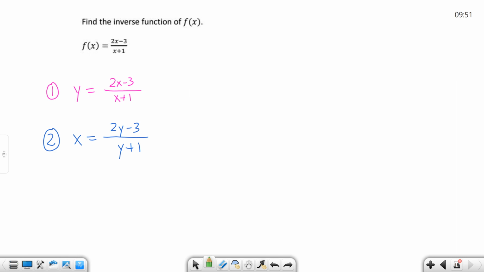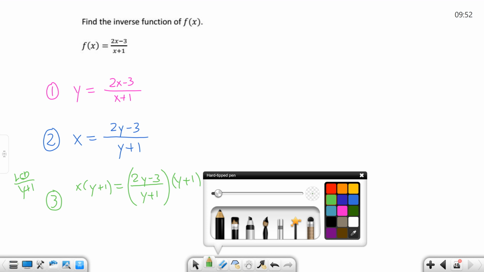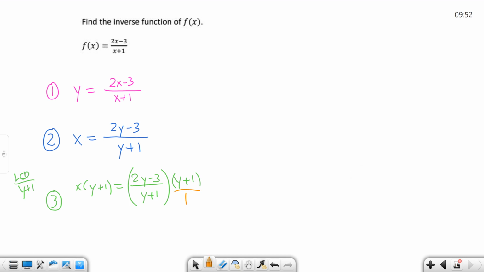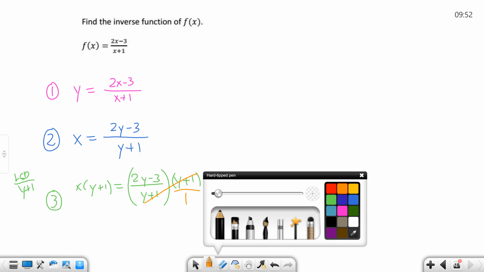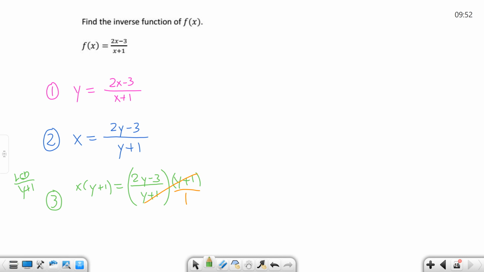Every term. So what is my LCD here? When I go to solve this, my LCD is just y plus 1, right? So I'm going to multiply x times y plus 1 equals 2y minus 3 over y plus 1 times what? y plus 1. I'm going to remind myself, don't forget that's over 1, so that those divide out. That's the whole reason I multiply by the LCD, to get rid of my fraction.